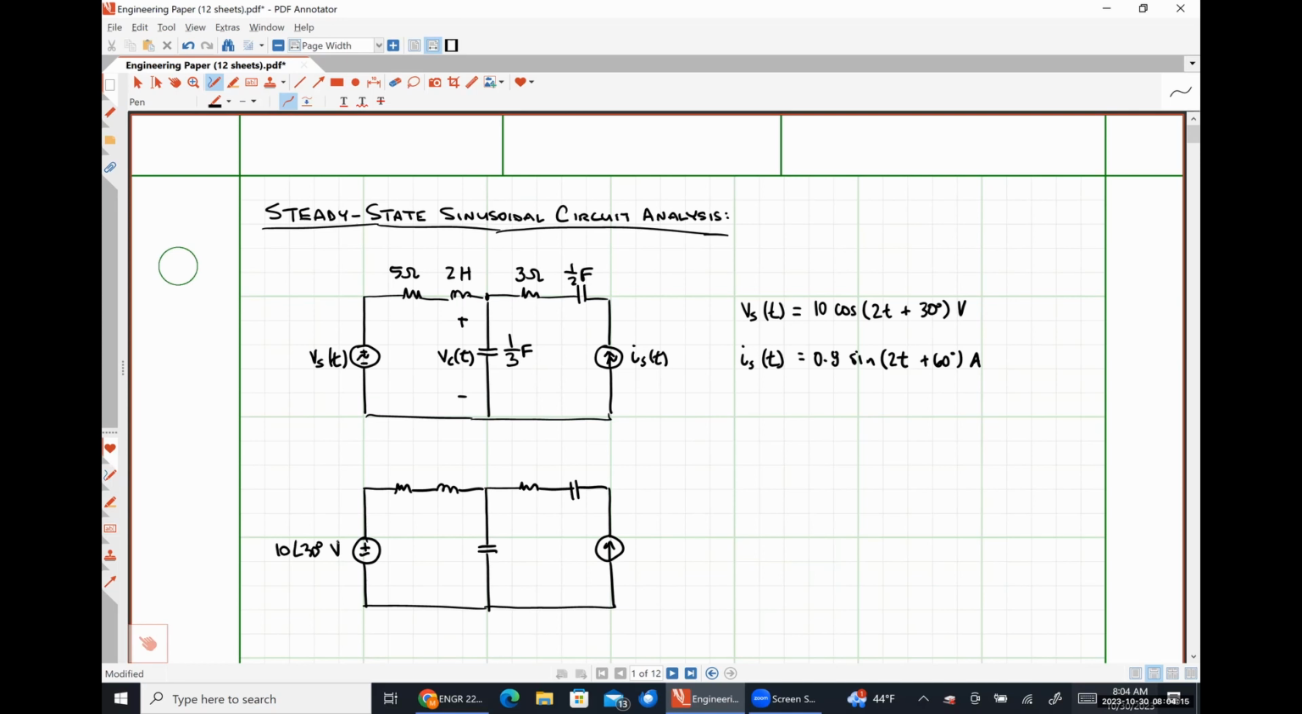What about my source current 0.8 sine 2t plus 60 degrees? I have to convert it to cosine first, absolutely correct. How do I do that? Subtract 90 degrees from the phase angle. So 0.8 sine 2t plus 60 degrees is the same thing as 0.8 cosine 2t minus 30 degrees. What's my phasor representation then? 0.8 angle negative 30 degrees. Absolutely right.